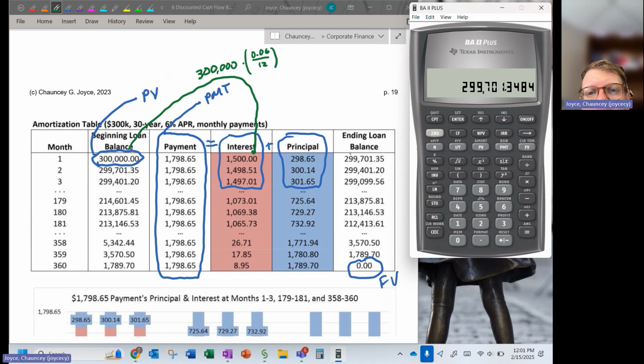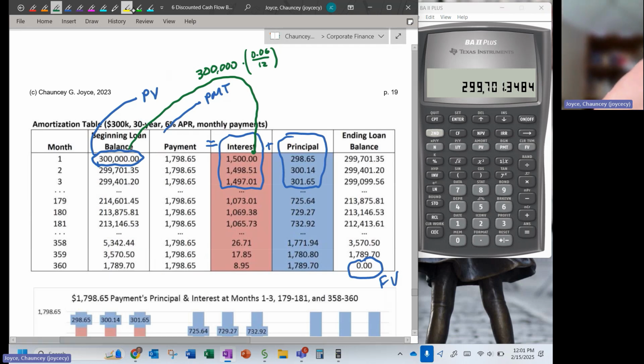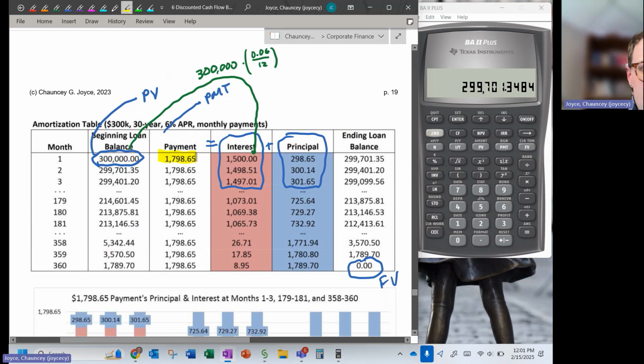And you'll see the ending loan balance of 299,701. That ending loan balance in month 1 becomes the beginning balance in month 2, and so on. The other way to think of these balances is that they are the present value of the remaining payments. So when you take the present value of 360 of these payments, you'll find that the present value is 300,000.